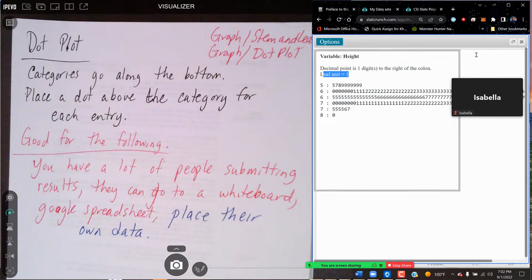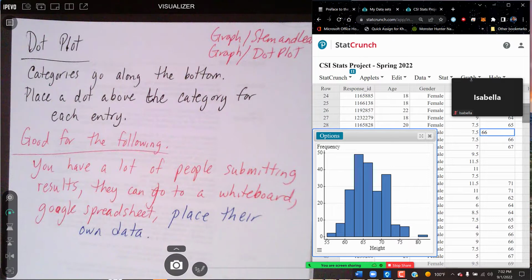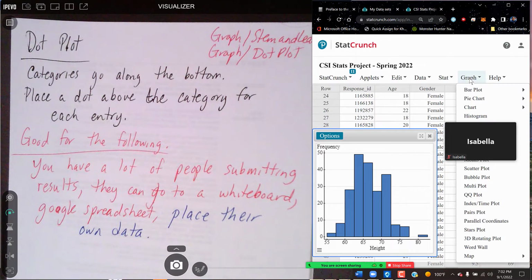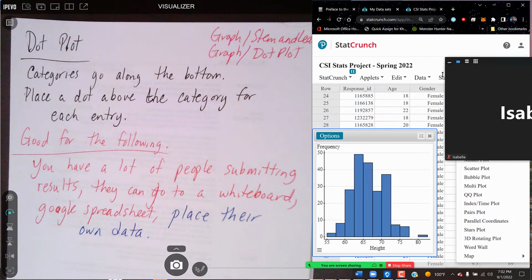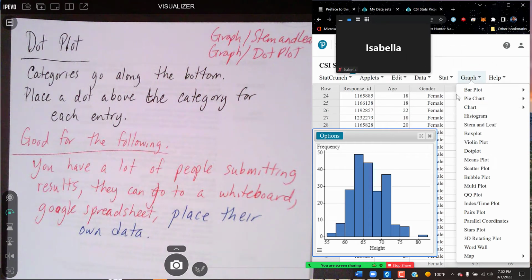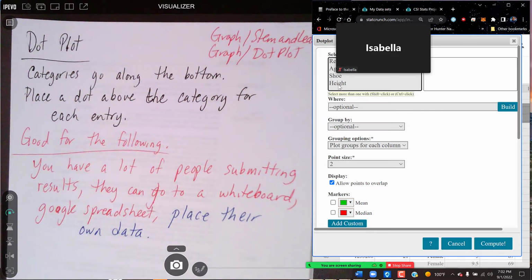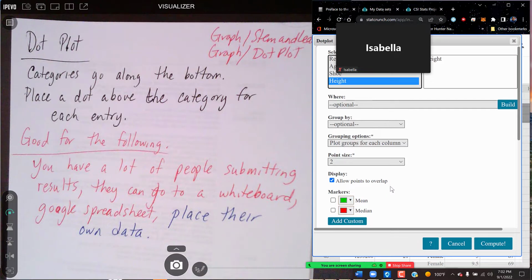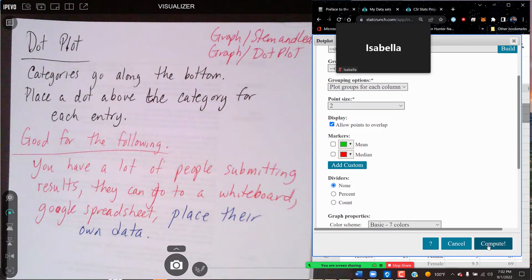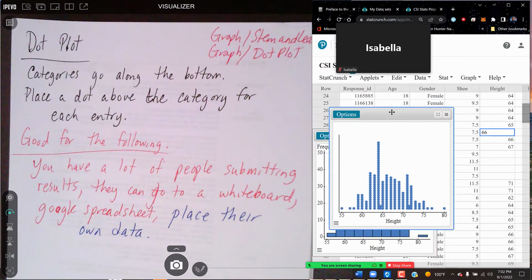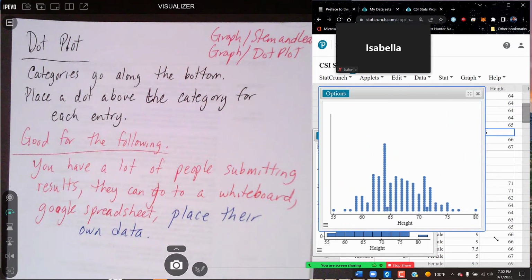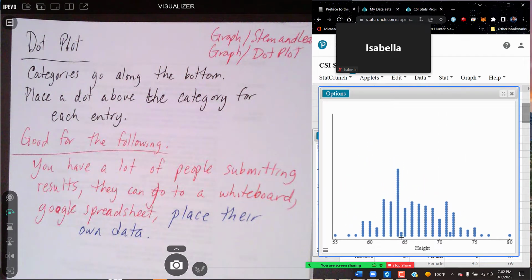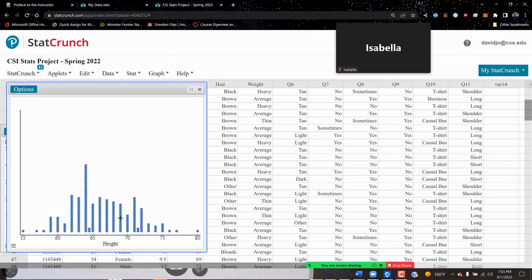And then if we look at the dot plot, stupid zoom window. There we go, dot plot. Height. So now the dot plot's doing a little bit better. This is kind of interesting. It stopped going up at a certain height. Is there a reason for that? Why did it do this?